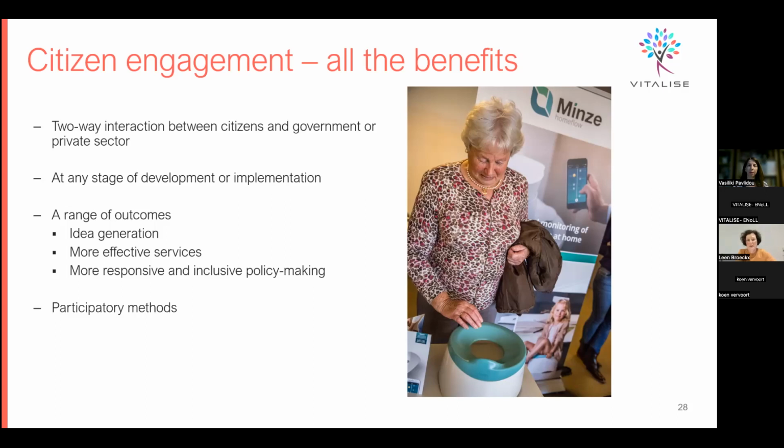But in the end, from the local government's point of view, it gives you more responsive and inclusive policy making. What you need to engage with citizens is more participatory methods. There are a lot of them, but we will touch upon that in the next module. Next Wednesday, it is the 8th, November 8th, but also module 7 will go more into depth in those participatory methods.